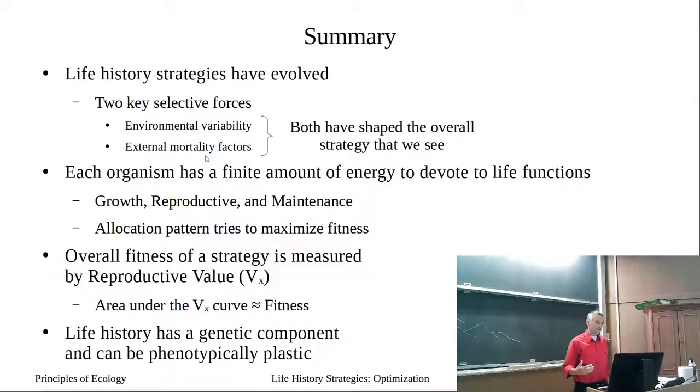All right, these life history strategies are a series of trade-offs, and it's tied to our finite amounts of energy. So we have to allocate energy to growth, reproduction, and maintenance. And if we allocate it one way, that means that energy is unavailable to everything else. But it's not just allocation to each of these three major processes. Each process has its own set of trade-offs.